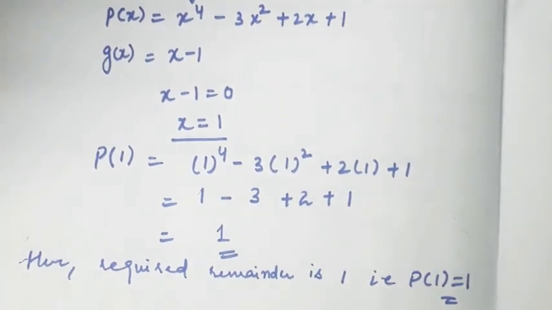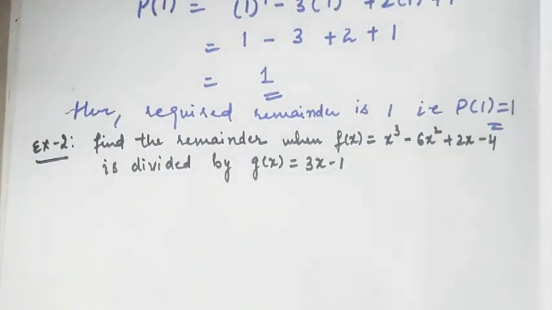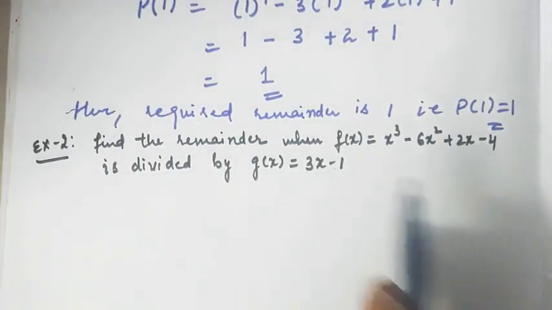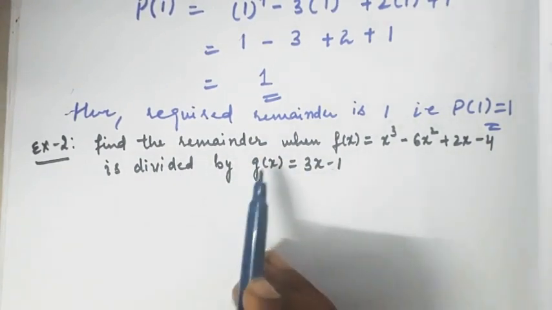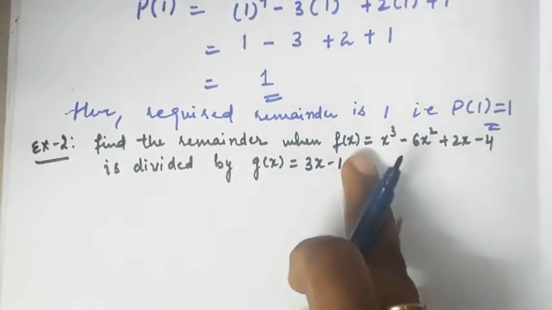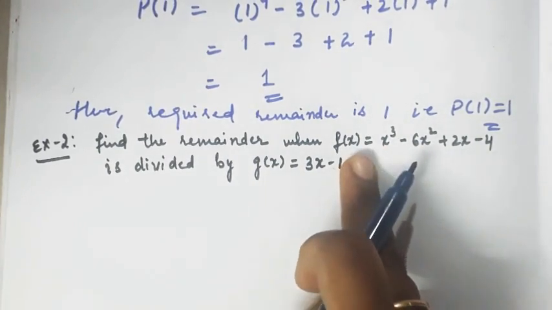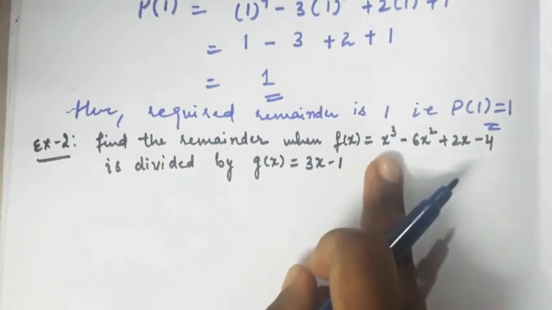This is our remainder of the polynomial p(x) when it is divided by x minus 1. To make it more clear, I am taking one more example. See here, the second example I have taken to make it clearer. Find the remainder when f(x) is divided by g(x) equals 3x minus 1. First of all, we need to check the condition that the degree of the polynomial is greater than or equal to 1 or not. So here the degree is 3, which satisfies the condition.